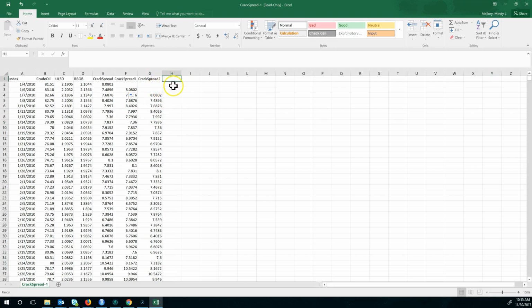Now I need to make my delta log of price changes variable. Since it's not easy to write delta in Excel, I'm just going to call it d dot crude oil 1, meaning that it's 1 lag of it, and d dot USLD 1, d dot RBOB 1. So I've got a reminder there that it's a first difference, and also a reminder that it's 1 lag.